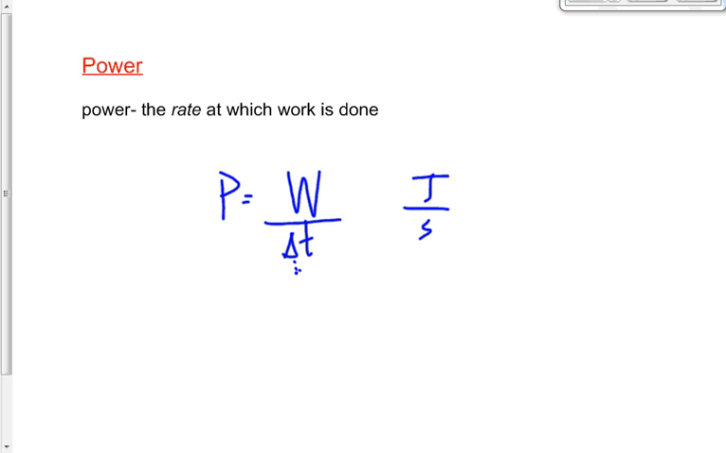What would the other set of units for power be? What would they be? Watts. Very good. I told you what they'd be. I said, what would they be? 1 joule per second is a watt.